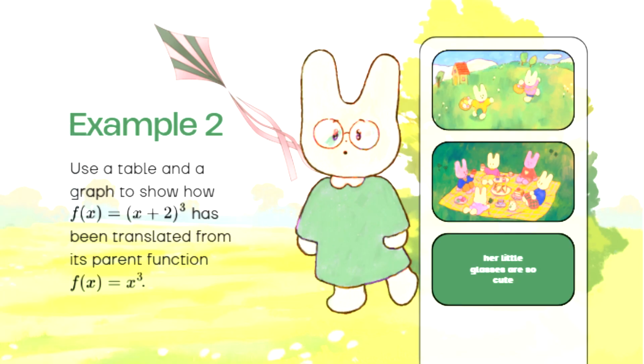Okay, so here's example 2. Use a table and a graph to show how f of x equals x plus 2 cubed has been translated from the parent function f of x equals x cubed. So you can see the difference between this formula and this one is this plus 2. This is the only thing that matters, okay? Simplify it. Don't make it harder than it has to be. Plus means it's going left, and the 2 means it's going 2 spaces, okay?